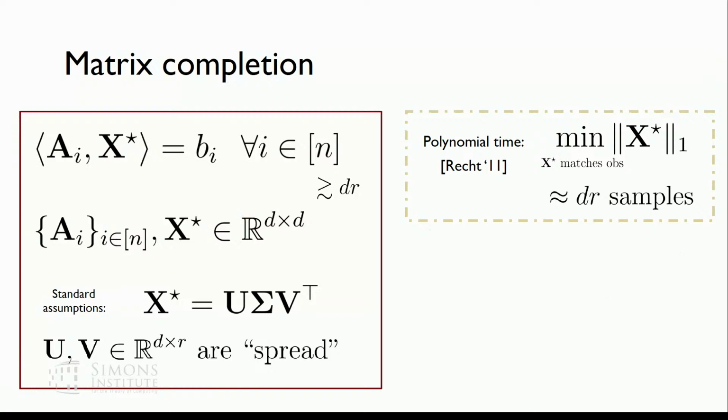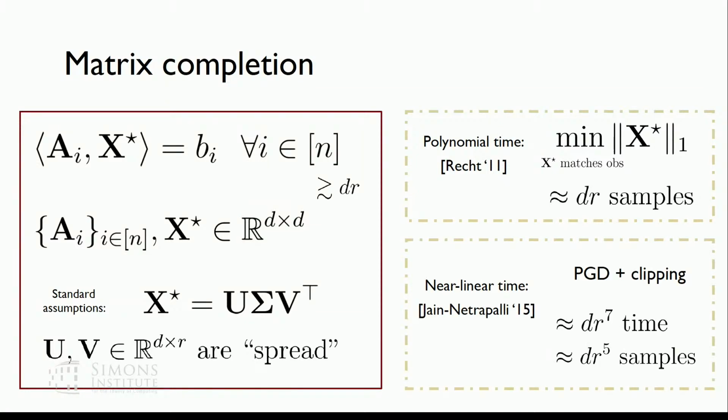In polynomial time, the natural thing one would try is to solve the min nuclear norm solution instead of the min L1 solution. And after a long series of works, Recht in 2011 shows that roughly dr samples are able to make sure that this convex program does recover the matrix under this incoherence assumption.